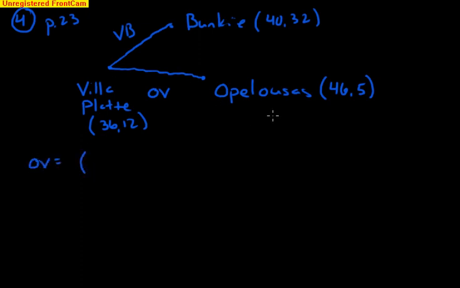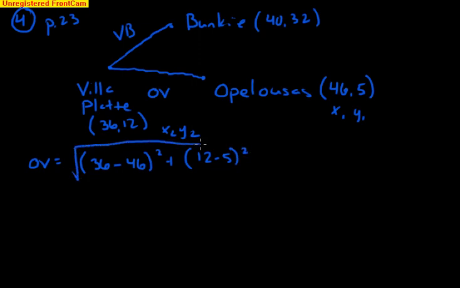So it's using the distance formula. We're going to let Appalachia be our x1, y1. So Villa Platte will be x2, y2. That means we'll take Villa Platte's first, 36 minus 46, and square it. And then go back to Villa Platte, 12 minus 5, and square it. And that's all inside a square root. So 36 minus 46 is -10, and -10 squared is 100. 12 minus 5 is 7, 7 squared is 49.